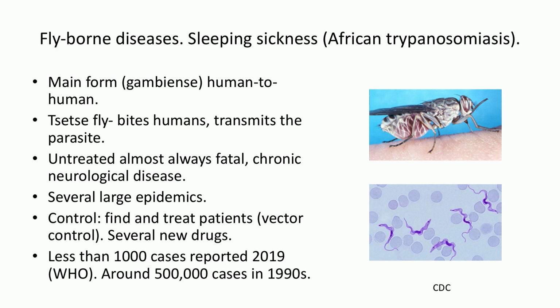So most of what I've talked about is the mosquito-borne diseases because they're the most important, but just a few of the other ones. Fly-borne diseases. Classic one is sleeping sickness, human African trypanosomiasis. The main form of this is a human-to-human one. It's a human disease, maybe a few animals get it, but it's basically a human disease. And it's passed on by the tsetse fly. Very unpleasant bite if you get it. It tends to interact with humans at river verges.